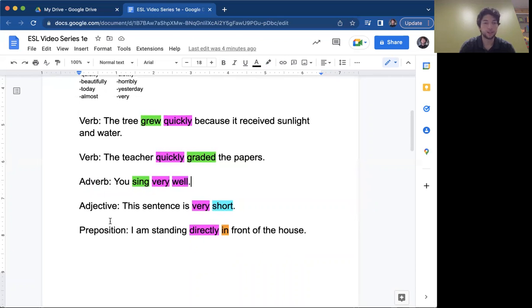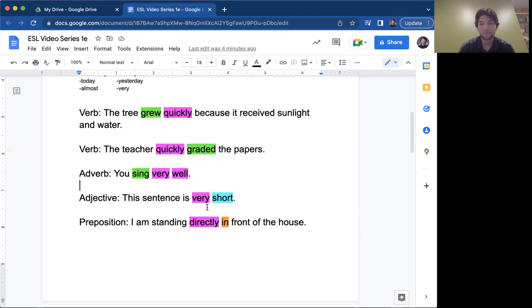So our next sentence, adjective. Well, yeah, so we have an adverb modifying an adjective, right? This sentence is very short. So if we get rid of the very, this sentence is short, that makes sense. But now we're just adding more information about the degree of the shortness of the sentence, right? This sentence is short. How short? It's very short. Make sense? Yeah.